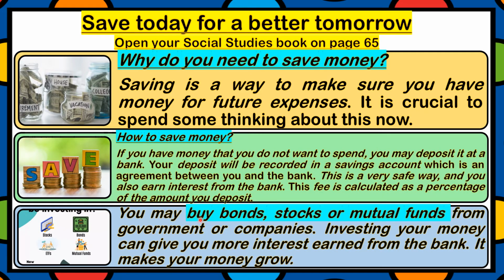You may buy bonds, stocks, or mutual funds from the government or companies if you want to invest your money. Investing your money can give you more than the interest earned from the bank. It makes your money grow. But if you want to have even more money, then try to think of a business that will give you a big profit.